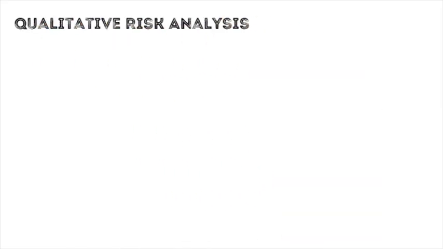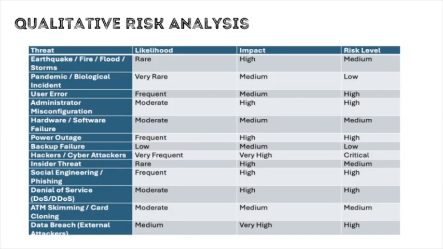Risk Summary Table. After evaluating all these threats, we summarize their likelihood, impact, and risk level. Cyber attacks are very frequent with very high impact. Risk level, critical. Phishing and power outages, frequent and high impact. Risk level, high. Administrator misconfiguration and denial of service, moderate likelihood, high impact. Risk level, high. Hardware or software failure and ATM skimming, moderate likelihood, medium impact. Risk level, medium. User error, frequent likelihood, medium impact, risk level, high.